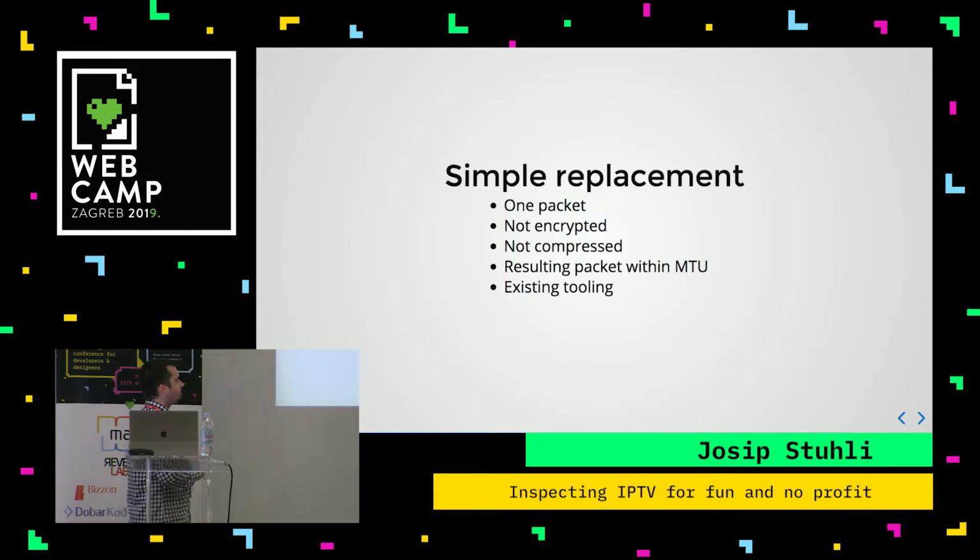So this was a simple replacement, right? 1 packet, we were lucky. It was not encrypted, it was not compressed. The resulting packet that we wanted was less than the MTU because we were going with a string that's smaller, and we could use existing tooling for it. It was a fairly simple thing to do once you have all the pieces.